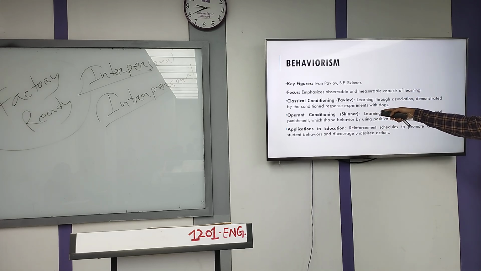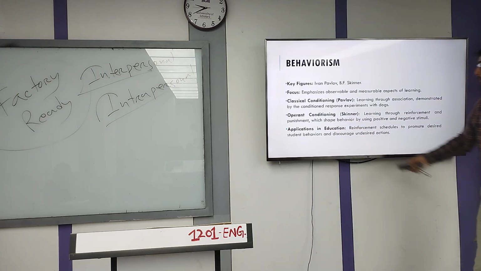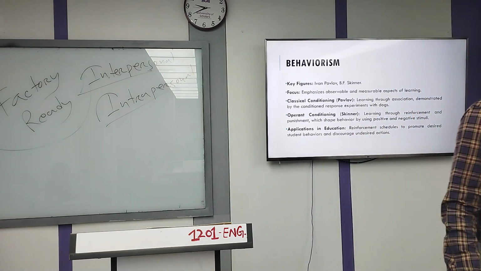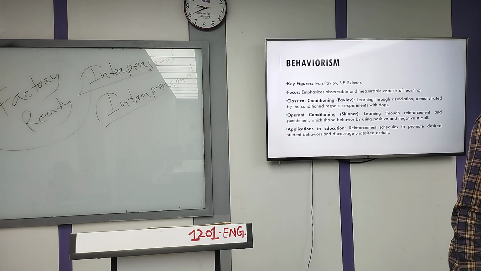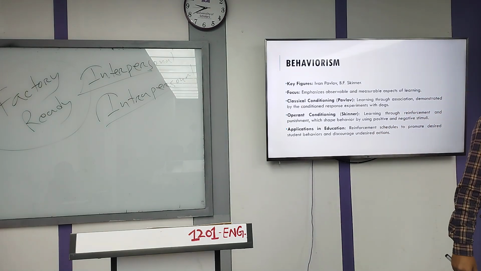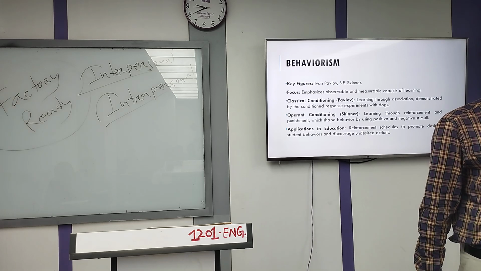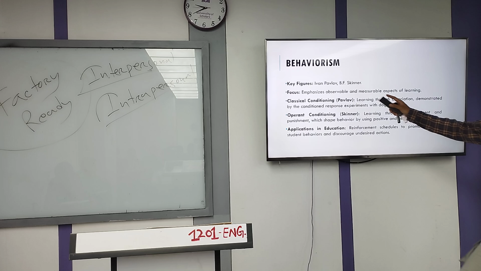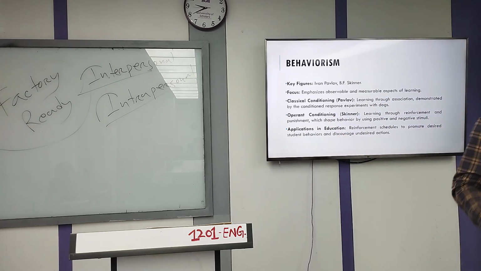Okay, operant conditioning by B.F. Skinner. Skinner said that learning happens through reinforcement and punishment, which shape behavior, using positive and negative stimuli. For example, how many of you have cats within your houses? Maybe one or two. Do you know there's a term called potty training for cats? Basically operant conditioning happens there.